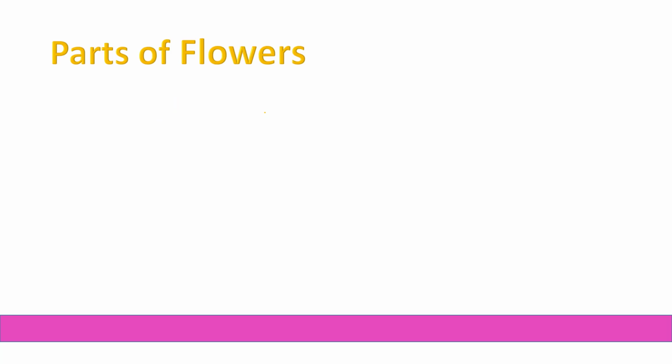So what are the main parts of a flower? If you look at a flower, it looks something like this. Now this is the stalk which connects it to the stem, and this is also called pedicel. And this platform-like part is called thalamus.